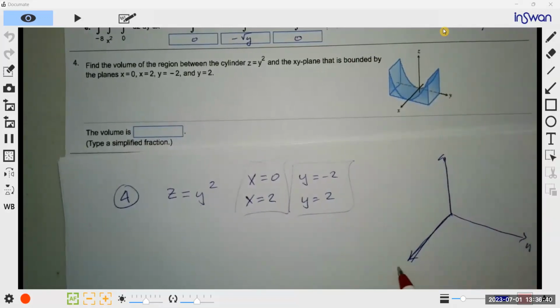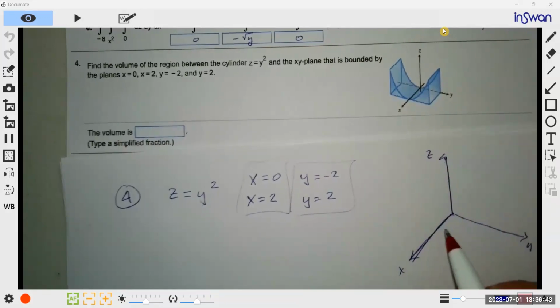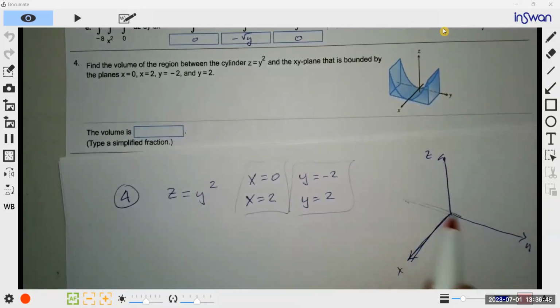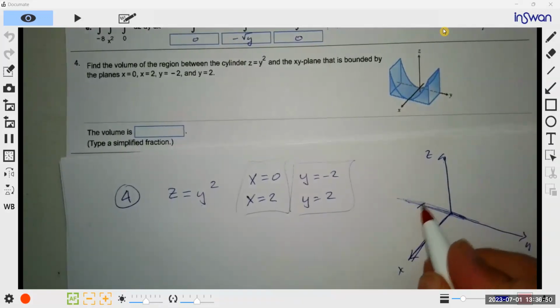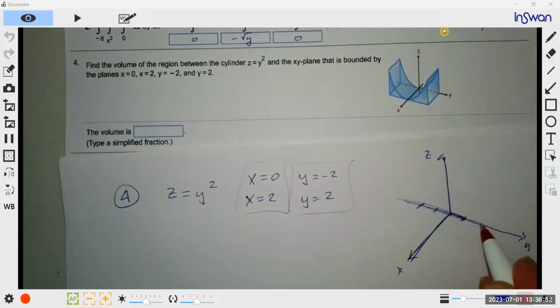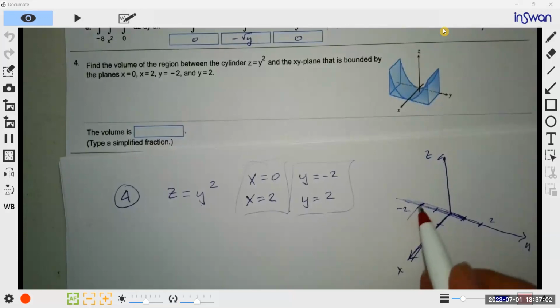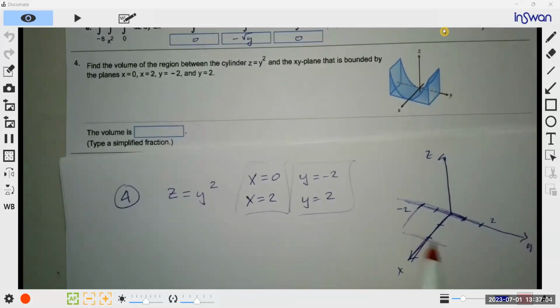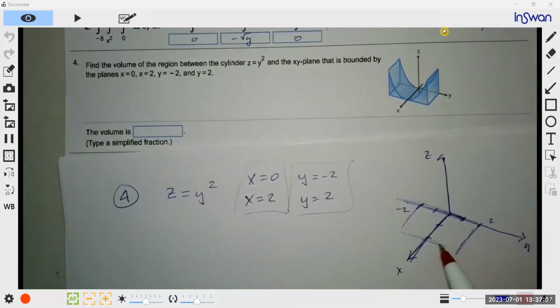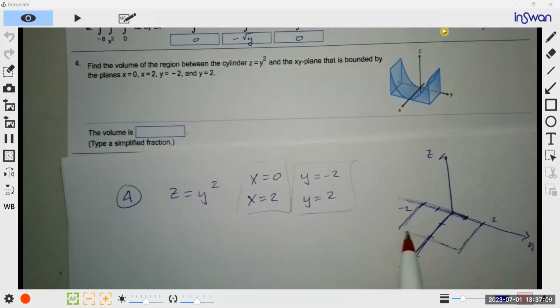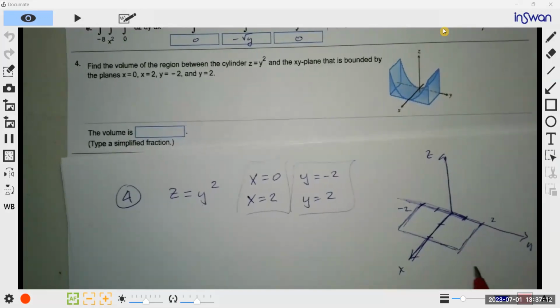So it's y, our x, and our z. Positive and negative on the y-axis. So at -2 and 2. So and it goes out 2. It goes up.